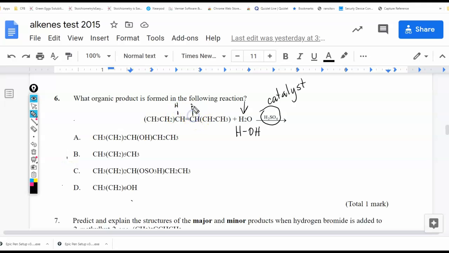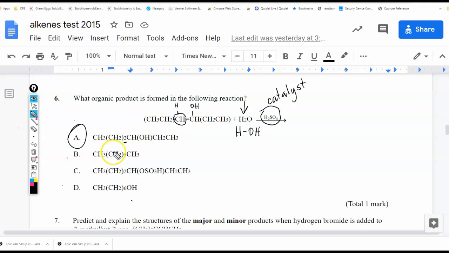And the other side is going to get the OH. So there's that. And so we need to pick the one in which that has happened. So if I look at this one, I have CH3, CH2, but it has a 2 there. And that is this part right here becoming a CH2. So that is correct. And then I have the OH on the CH followed by CH2, CH3. That's going to be our correct answer.